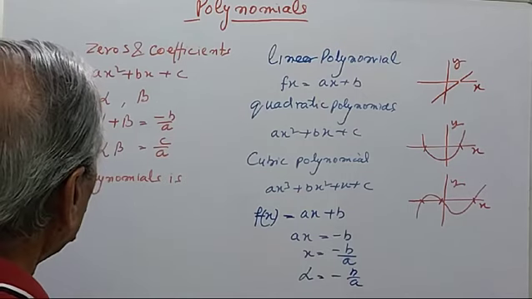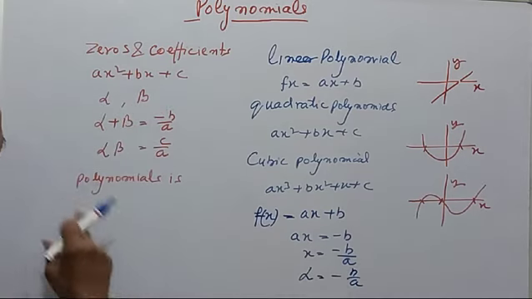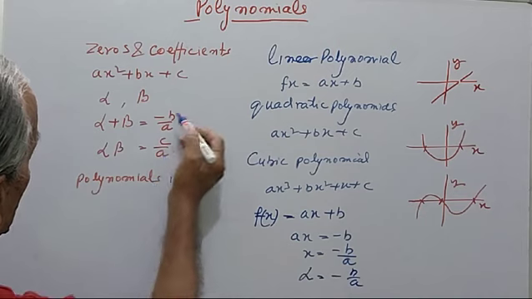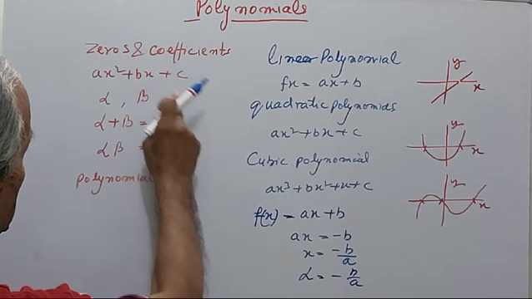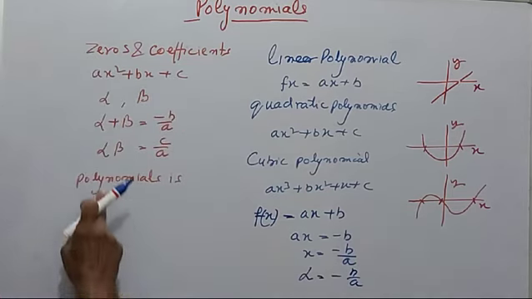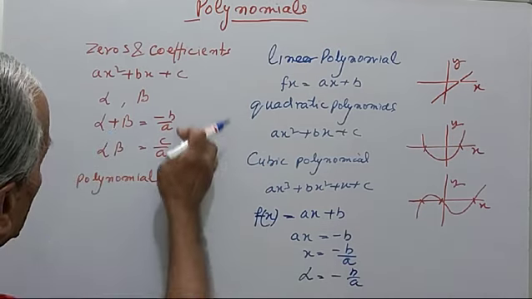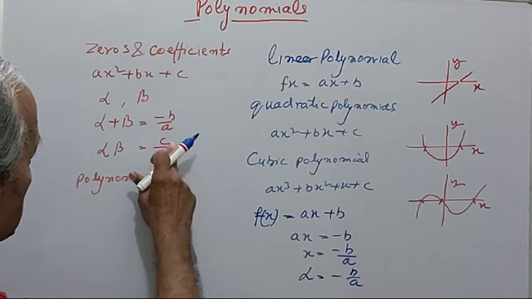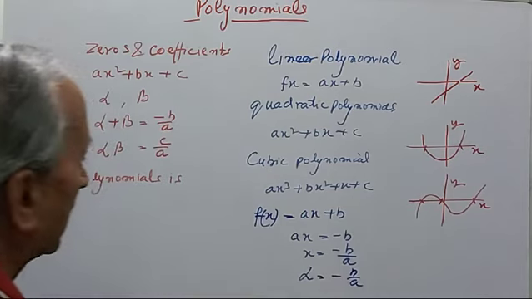which has no variable. Now as it has degree 2, it will have 2 zeros. Suppose these are alpha and beta. Then the sum of the zeros, that is alpha plus beta, is equal to minus b upon a, that is coefficient of x upon coefficient of x square. And the product of the 2 zeros, that is alpha into beta, is c upon a. Here c is the constant term and a is the coefficient of x square.